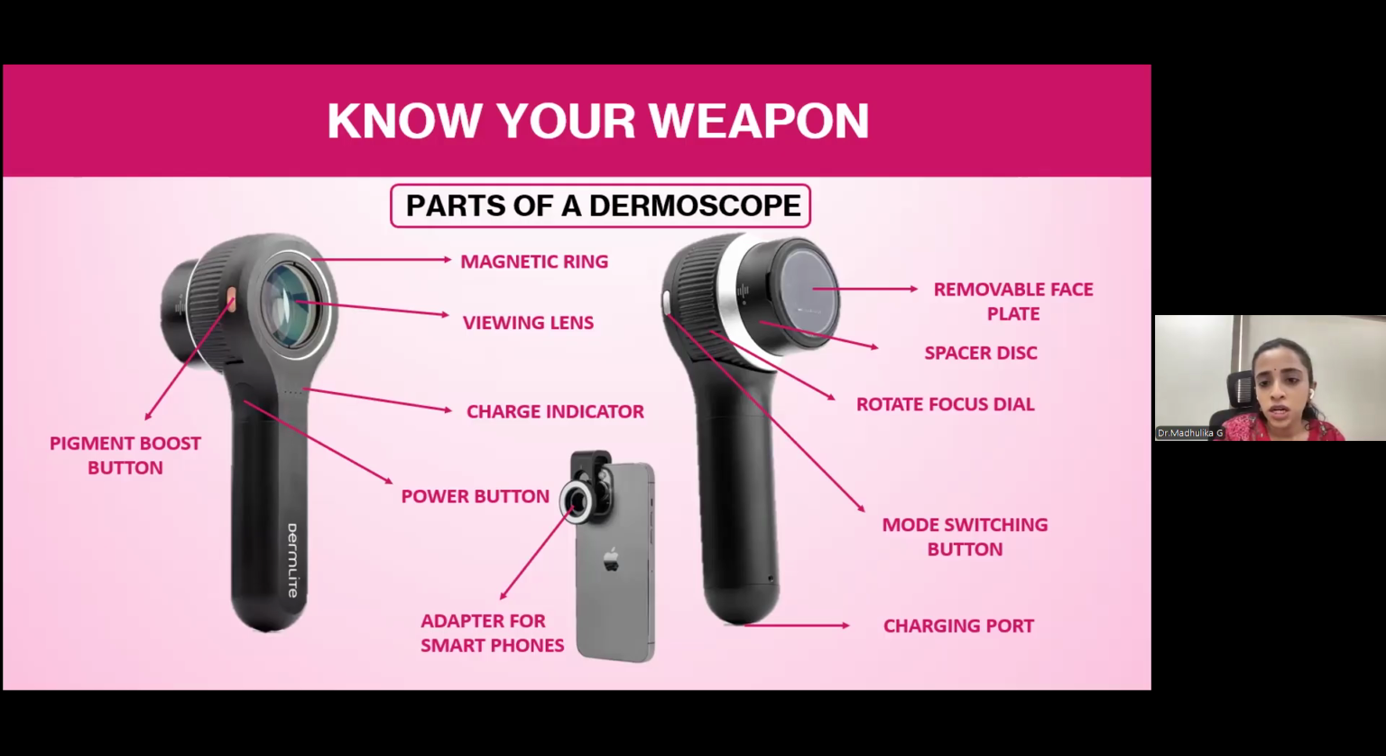Okay, so other than that, there is the glass plate which goes in contact with the skin, which is usually used with non-polarized contact dermoscopy, and this is a removable plate. When you want to do a polarized non-contact dermoscopy, you have to remove this face plate and then do it, and then put it back on when you want to do a contact dermoscopy. And this is the spacer disc. You want to rotate this focus dial and get this to a 0 so that your focus is proper and you're seeing the best quality of image. Next slide.